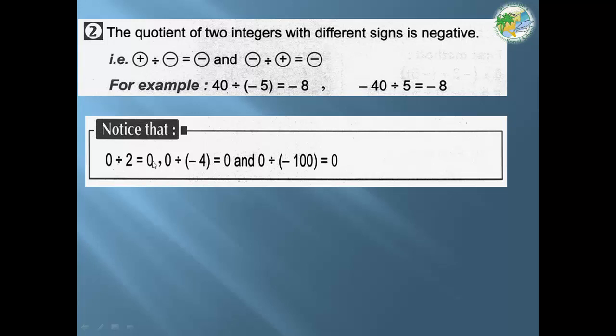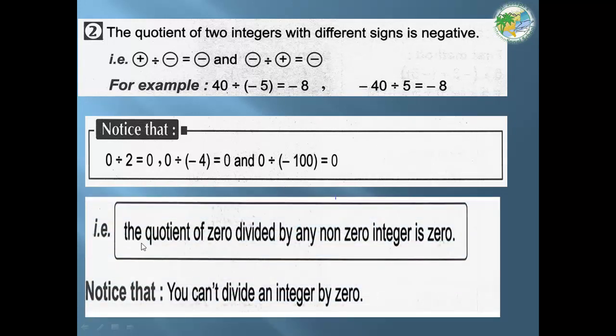0 divide أي integer number equal 0. 0 divide any number equals 0. 0 divide 2 equals 0. 0 divide negative 4 equals 0. 0 divide negative 100 equals 0. The quotient of 0 divided by any non-zero integer is 0. You can't divide an integer by 0. We cannot طبعا divide an integer number by 0.